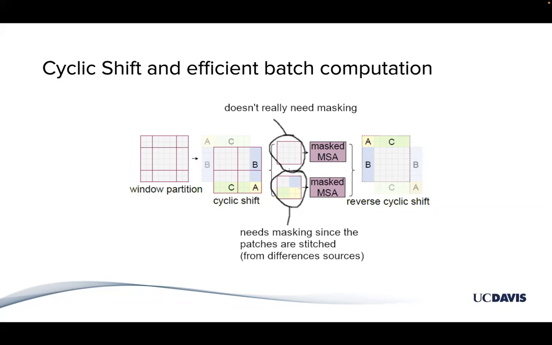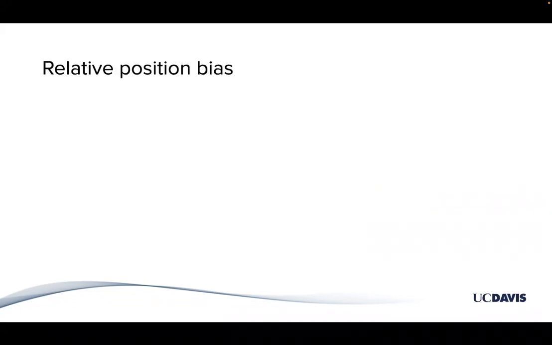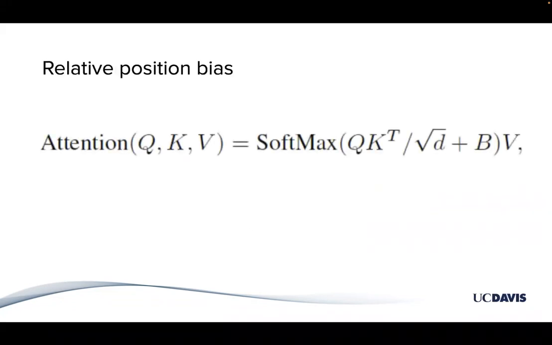Another thing they have added is relative position bias. We know from the self-attention paper that this is how attention is calculated, but here in the Swin Transformer paper, they have added this term B. This is to introduce relative position information to the query-key product before applying softmax to calculate the value matrix weights for the query.